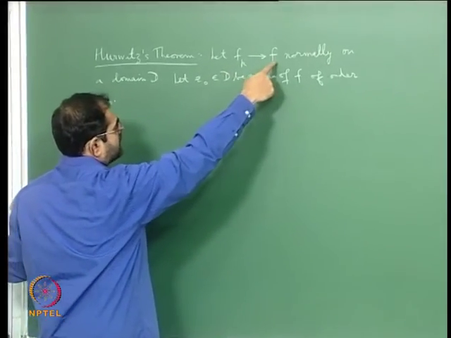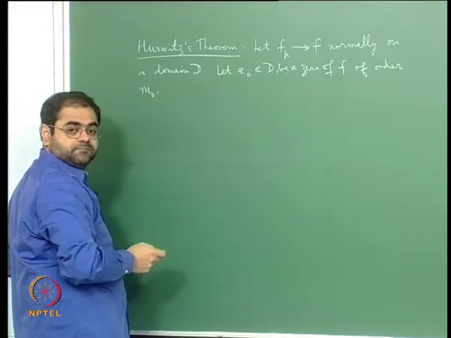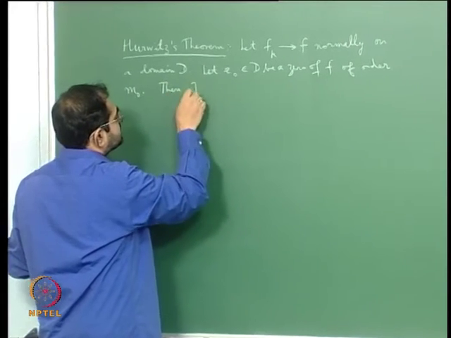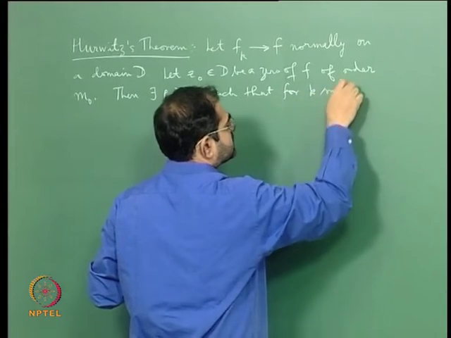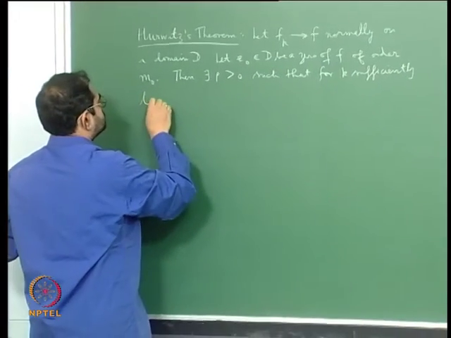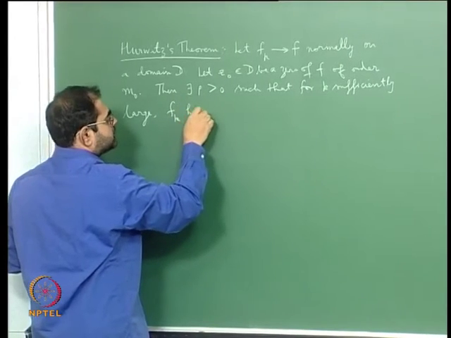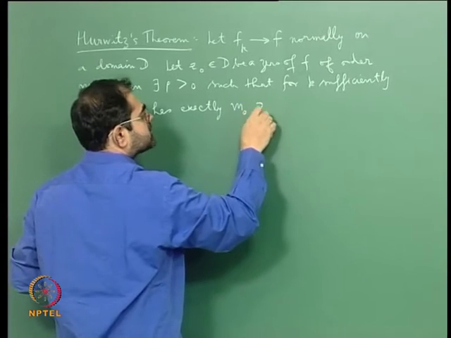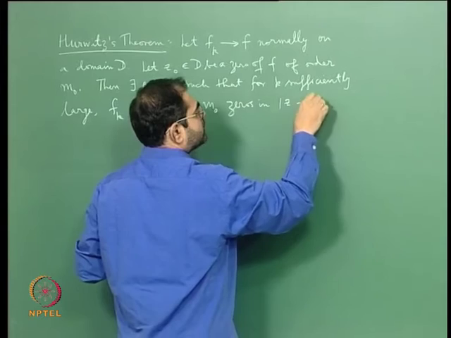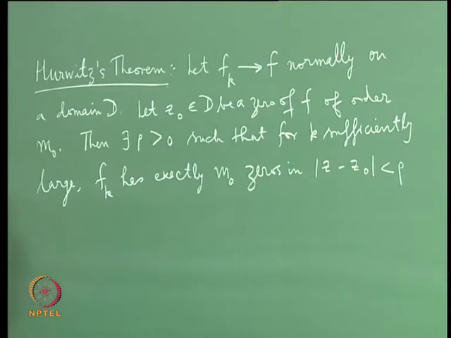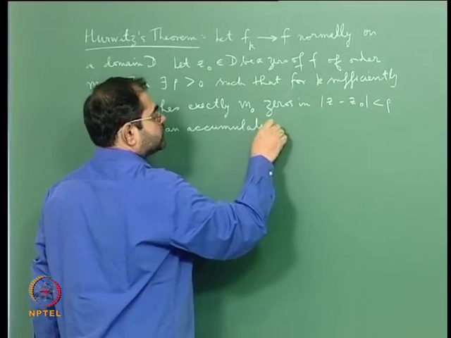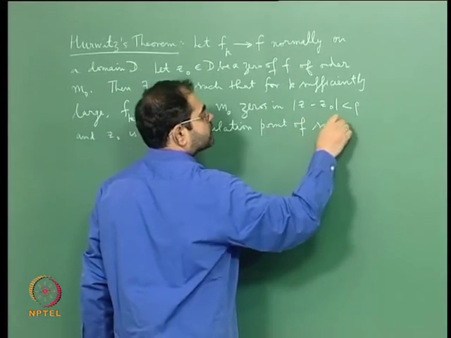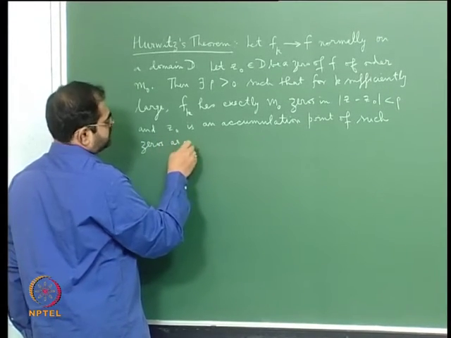So suppose I pick a zero of the limit function, and suppose the zero is of order m0, then there exists a rho greater than zero such that for k sufficiently large, f_k has exactly m0 zeros in |z - z0| < rho. And z0 is an accumulation point of such zeros as, if you want, rho tends to zero.